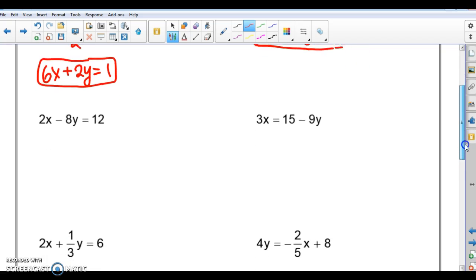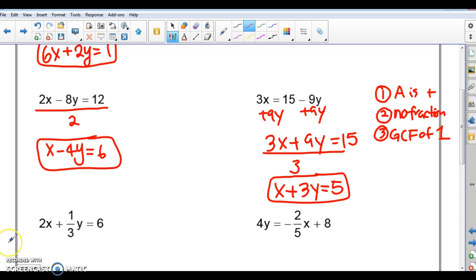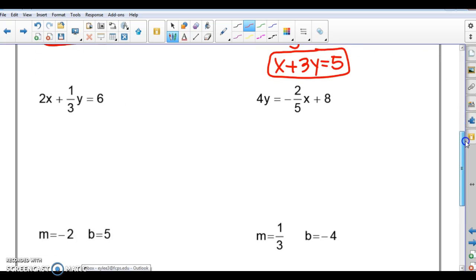Okay, why don't you pause the video and try the next 2 questions? Okay, go ahead and pause the video. Okay, so all you need to do is remember those 3 rules. A should be positive, no fractions or decimals, and GCF has to be 1. So your final answer should be x minus 4y equals 6, x plus 3y equals 5. Do we have anybody who put 3x plus 9y equals 15? You can stop right here because 3, 9, and 15 can be divided by 3. Make sense?